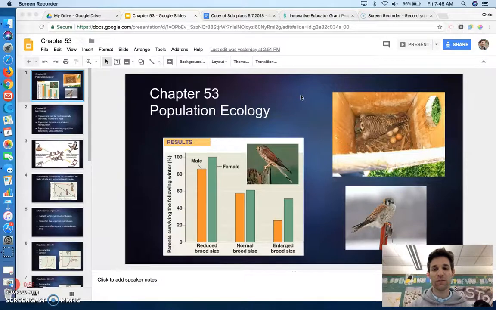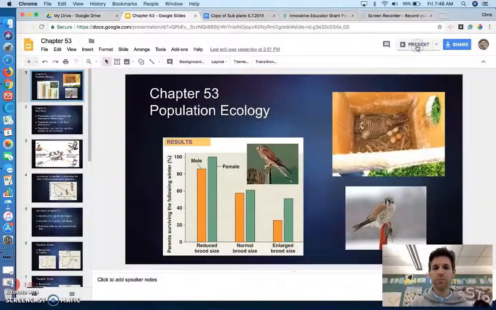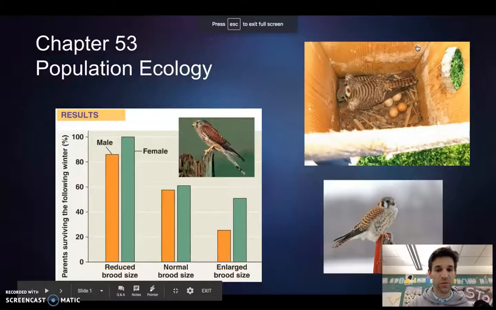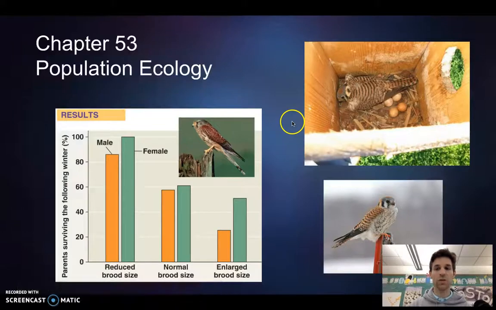So right here on the first slide, this is a great example of a nice study that was done with kestrels, which are these small raptors. The experiment was to actually introduce more eggs to the nest and see what the survivorship of the male and female parents was into the next year, and then take eggs away from the nest and let them rear a smaller number of small kestrel babies, and then see what the survivorship of the parents was into the next year.